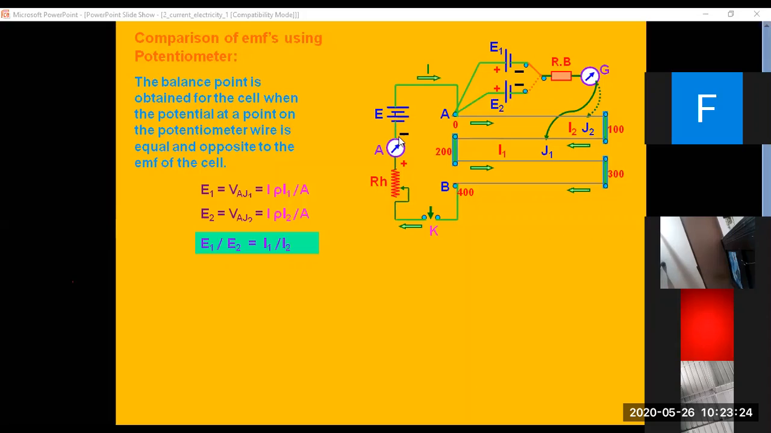From the battery, one terminal will go to the negative of your ammeter. From the positive of the ammeter, the wire will get connected to the rheostat. From the rheostat to the plug key, and from the plug key to the point B.